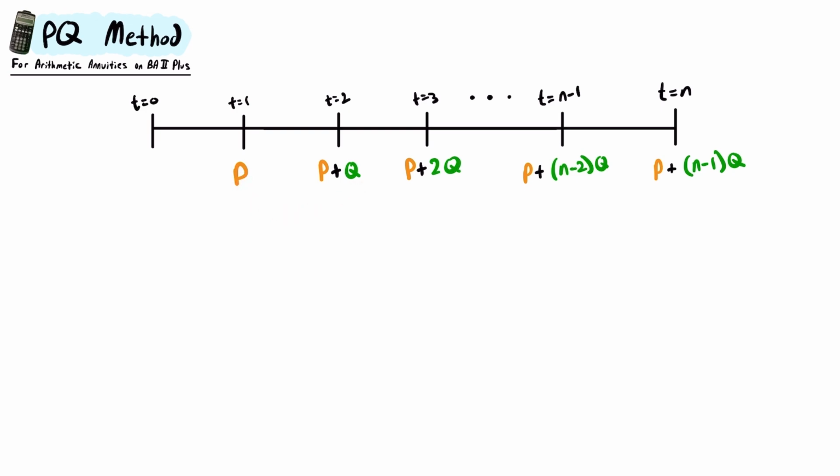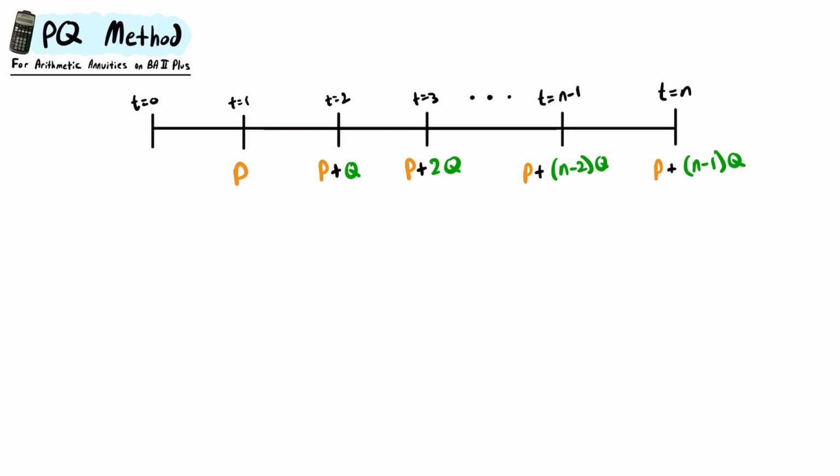All right, so the first payment is P, the second payment is P plus Q, and then the third payment is P plus 2Q because we would be adding another amount of Q to the previous payment. So P plus Q would be P plus 2Q. Okay, and so this would continue up until t equals n for the nth payment, where you have P plus n minus 1 times Q.